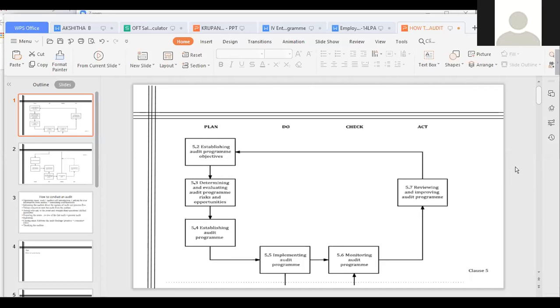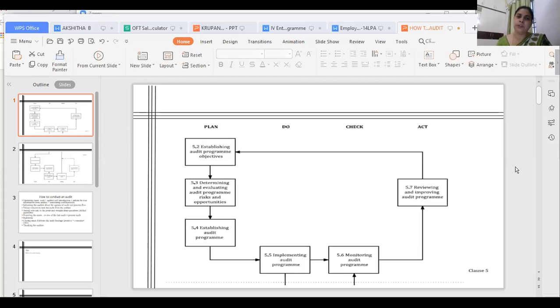These are the four things we have to keep with us to run the audit. One audit will involve these things: planning, doing, checking, and acting upon the audit. If you look into the plan, you can see establishing your audit program objectives, like why exactly you are doing the audit, what is the main objective of the audit.